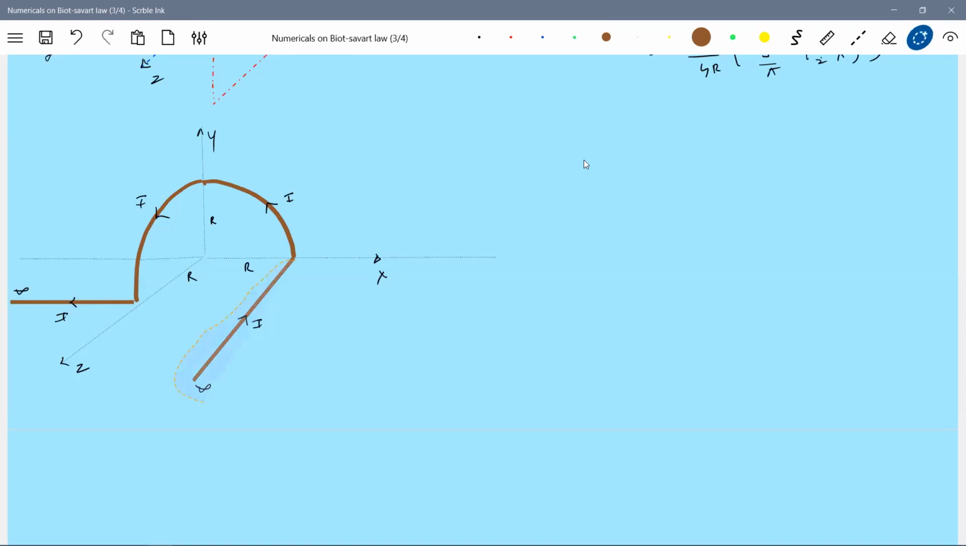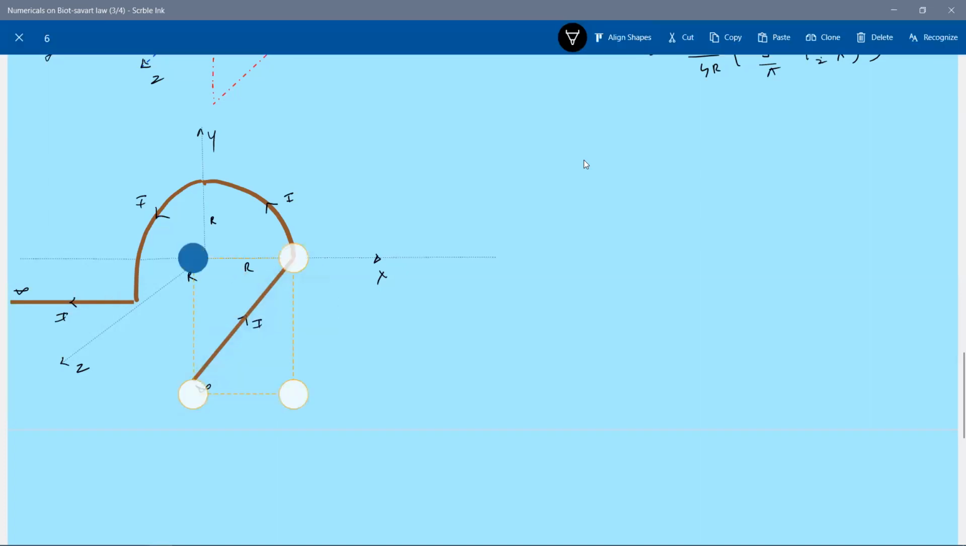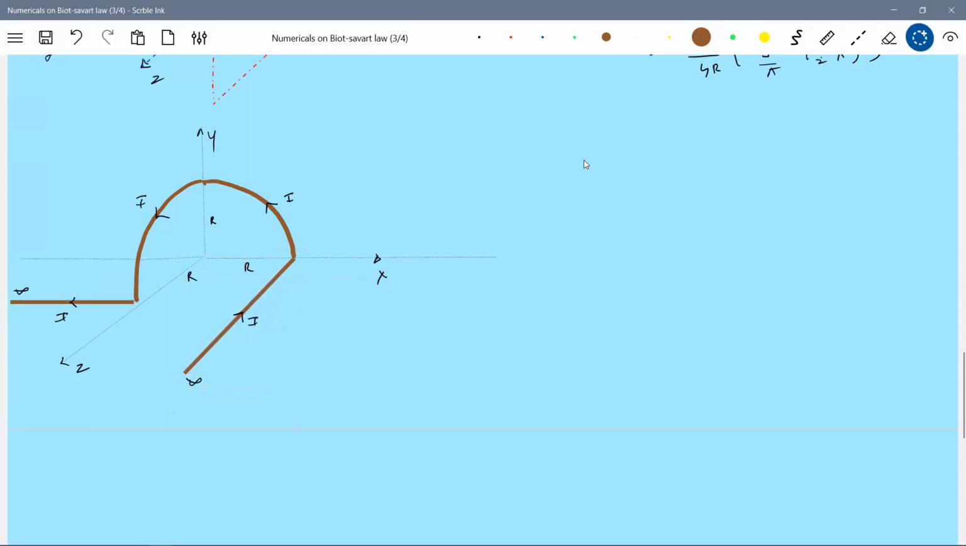Okay, start breaking up into different segments. The segment lies in the YZ plane. This will be in the XY plane.